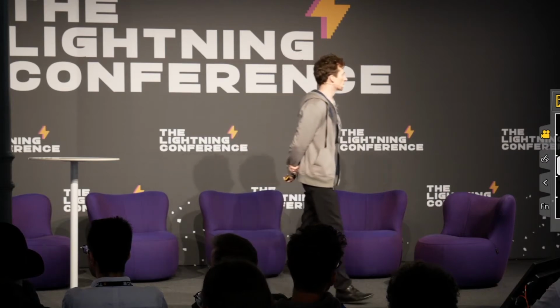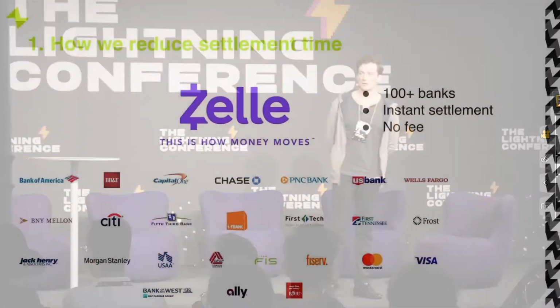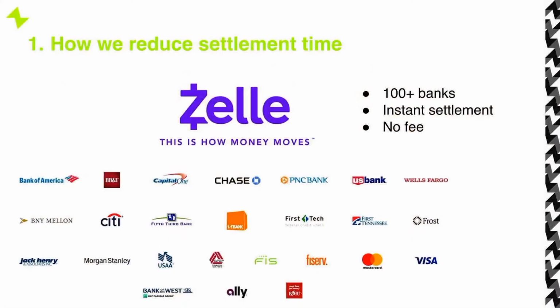So the answer to question one, in our opinion, is to leverage Zelle. This is the intrabank instant settlement network in the US. Zelle is co-owned by the 6 largest banks, if I'm correct. And at this point, 100 other banks have joined the consortium. Unlike other banking consortia, this one works.